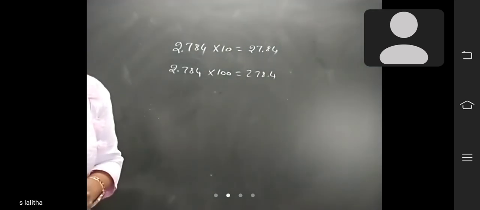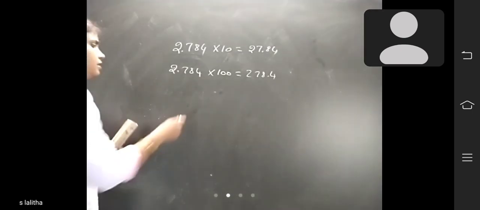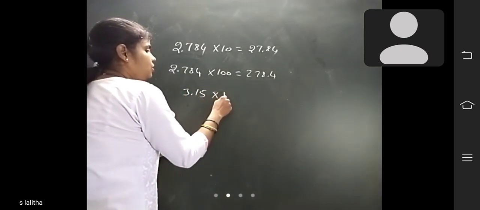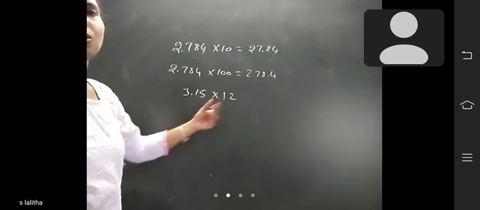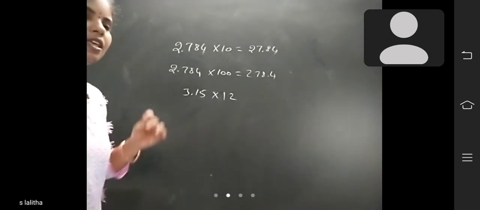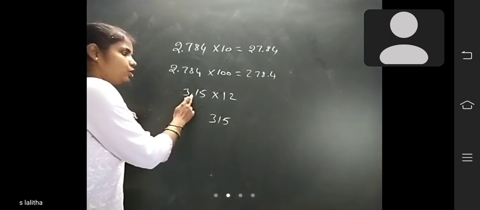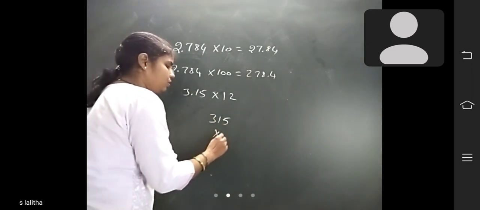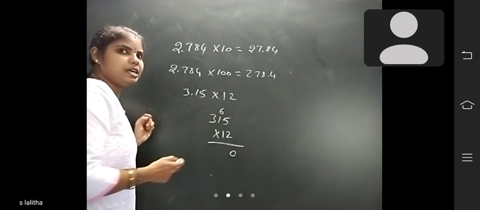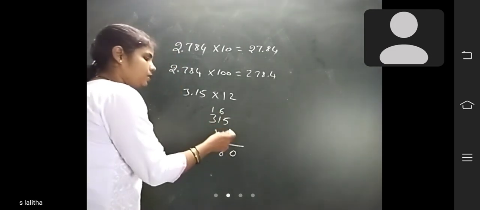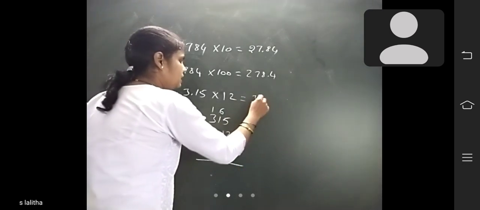Next one is multiplication of a decimal by a whole number. Okay, there's 3.15 into 12. One decimal number and one whole number. This is the decimal number and this is the whole number. How can you multiply this? First, you should remove the decimal point. 315 into 12. 12 fives, how much? 60. 12 ones are 12. 12 plus 6, how much? 18. 12 threes are 36 plus 1 is 37. So what is the answer? 3780.